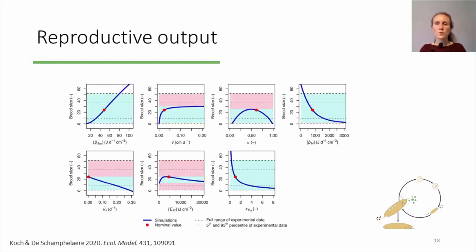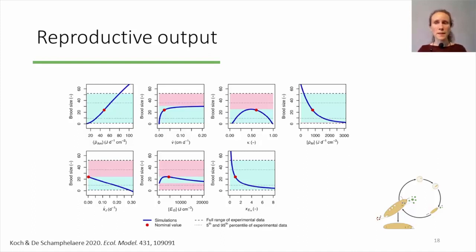Now, let's turn to reproductive output. How does that work? Some effects are still straightforward. So PAM still has a positive effect, because the more energy you are able to assimilate, the more energy you can invest in reproduction. For some of the parameters, however, it's a bit more counterintuitive.